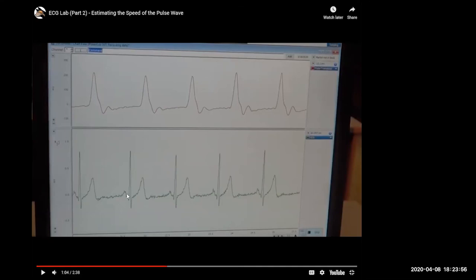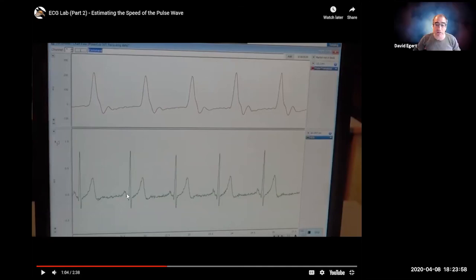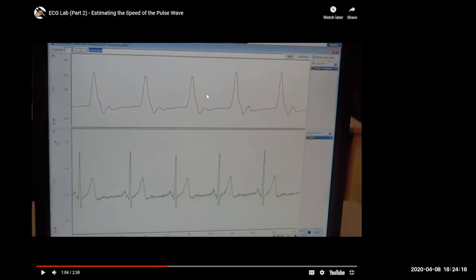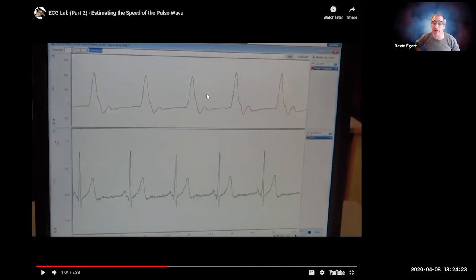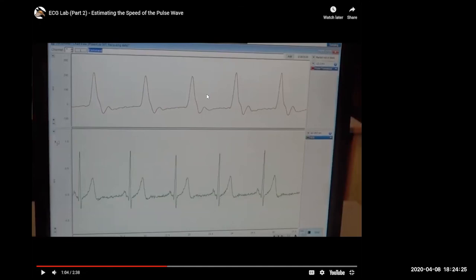Electrical signals. Exactly. It's measuring the electrical signal on your skin due to the depolarization of your cardiac muscle. This pulse transducer, which is also going up and down at the same rate as this, what is it actually measuring? When the pressure wave arrives at your finger, it's actually measuring the movement of your finger. It's your finger going zzz, zzz, zzz.